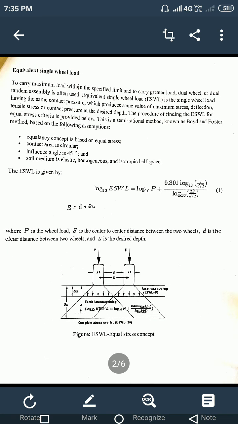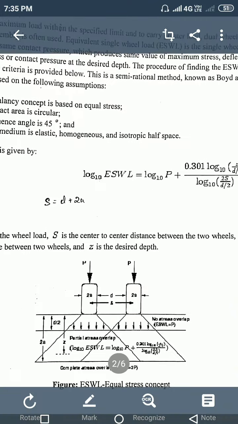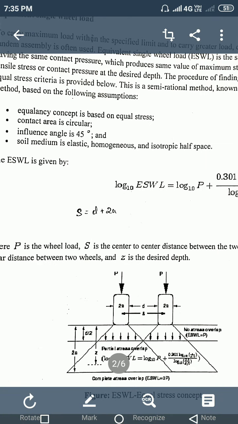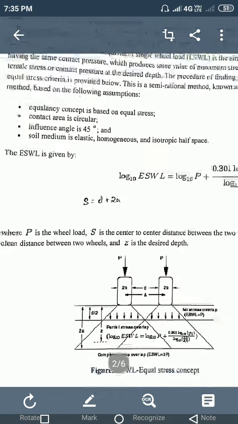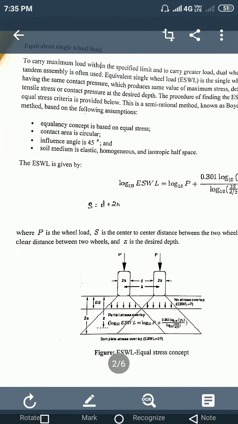It is based on some assumptions as mentioned here. The equivalency concept is based on equal stress, meaning the stress distribution from both the wheels is equal. The contact area is circular, the angle made by these wheels with respect to the horizontal is considered as 45 degrees, and the soil is considered homogeneous, elastic and isotropic. Based on these assumptions, we are calculating the equivalent single wheel load.